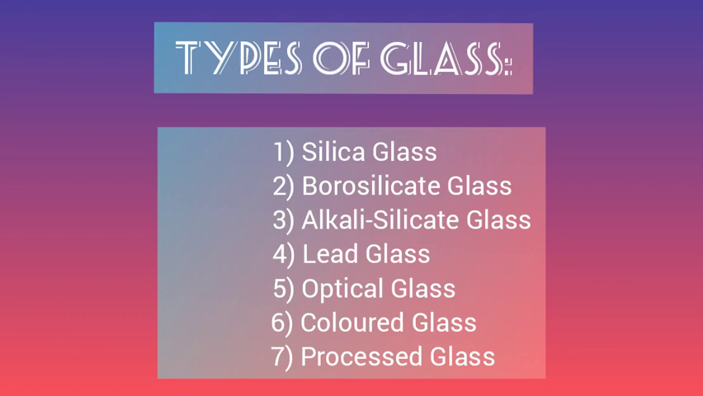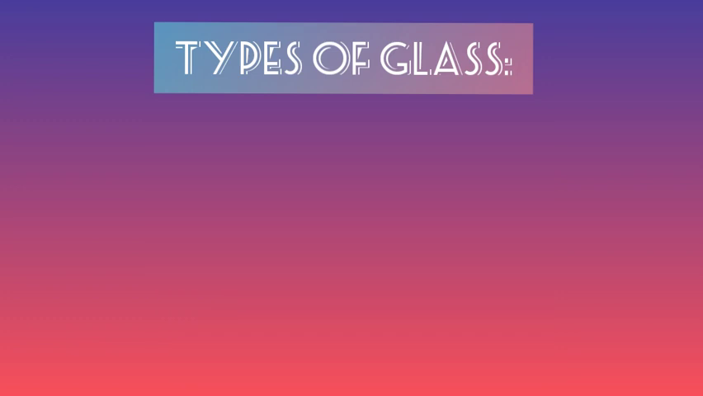There are 7 types of glasses given in your textbook, which are as follows: silica glass, borosilicate glass, alkali silicate glass, lead glass, optical glass, colored glass, and processed glass. Now let's see the details of all these glasses, meaning how they are produced and which items are made from them. Okay, so let's get started with those glasses.